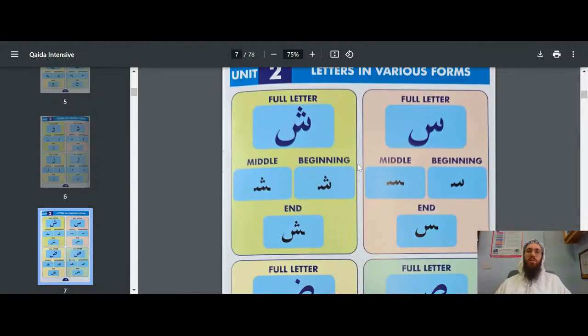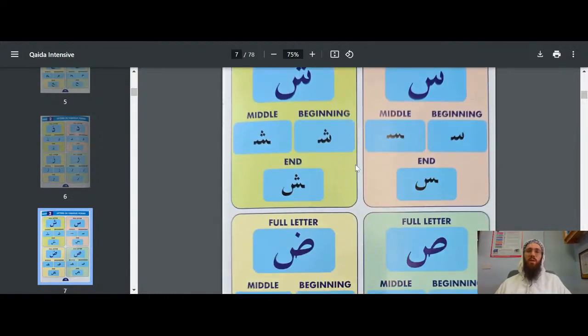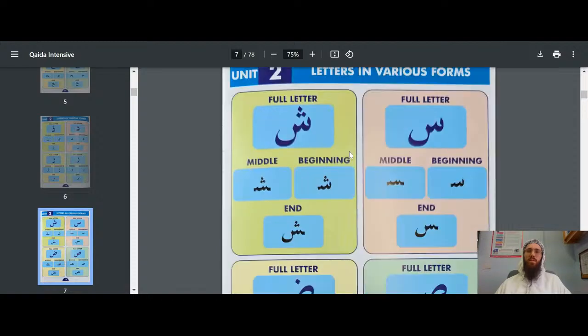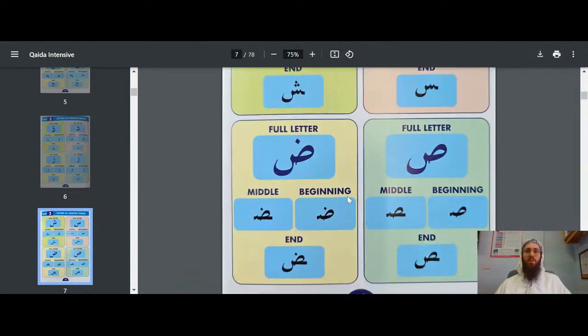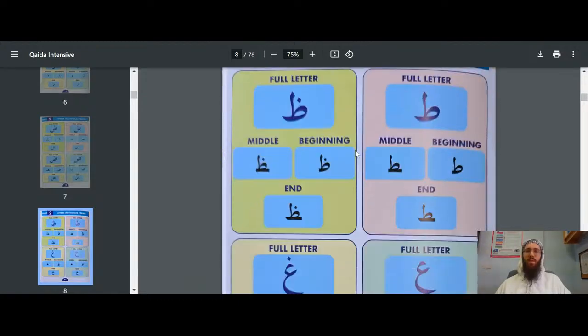The sin and sheen and sod and dod do connect. Sin and sheen are the same. Sheen has three dots. Sod and dod are the same. The sod has no dot, and the dod has one dot above. Now, if we go to the next pair, ta and law, again, it's the same with just the difference of the dot, and it connects. You see, at the beginning of a word, middle of a word, end of a word, this is how they look.